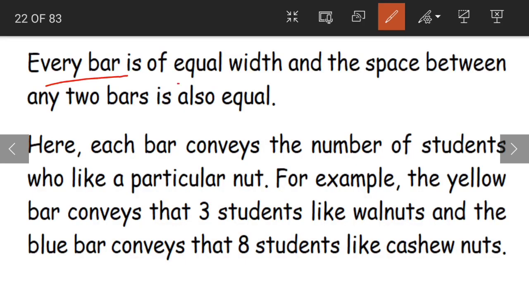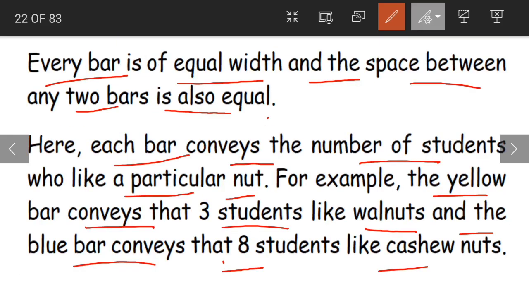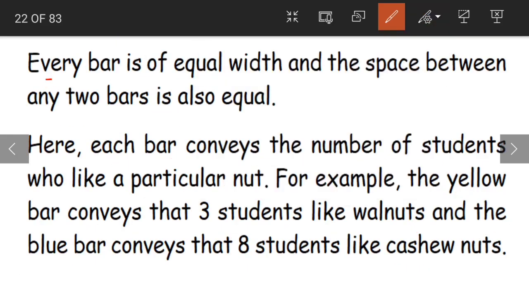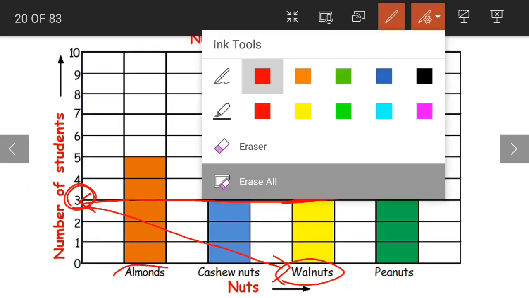Now every bar is of equal width and the space between two bars is also equal. Here each bar conveys the number of students who like a particular nut. For example, the yellow bar conveys that 3 students like walnuts and the blue bar conveys that 8 students like cashew nuts. Now what is this saying? Every bar is of equal width. What is the width here, children?